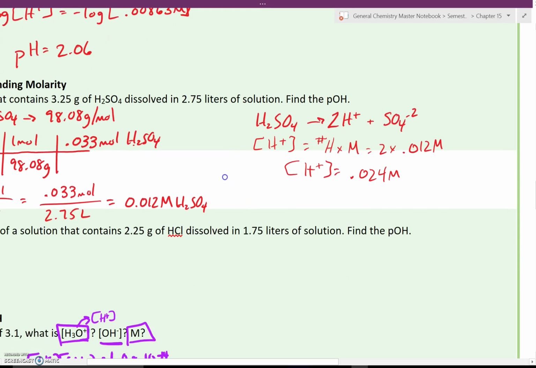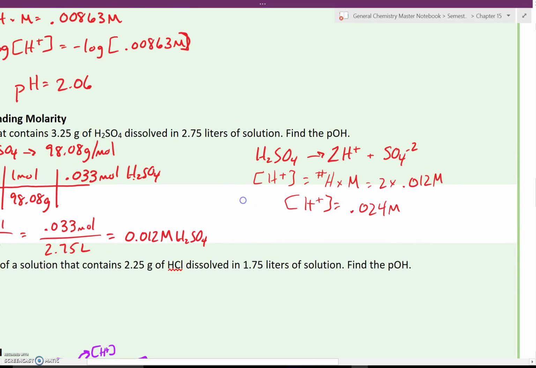Now, using that hydrogen ion concentration, we can go on and solve for the pH. Once we have the pH, going back and forth from the pH to the pOH is actually fairly simple. So we'll solve for the pH first and then find the pOH. Remember, our pH is equal to negative log of our hydrogen ion concentration. So in this case, our pH is equal to negative log of 0.024 molar, which pumps out a pH of 1.62.